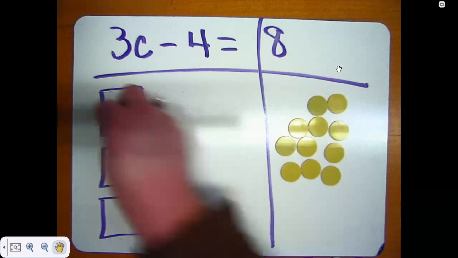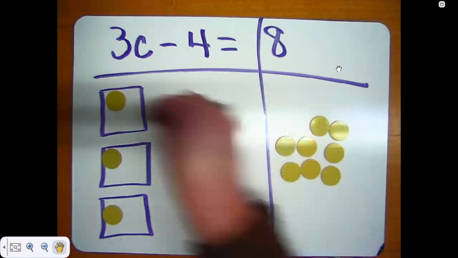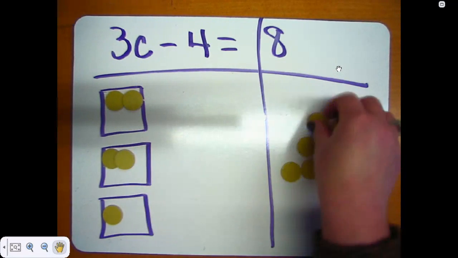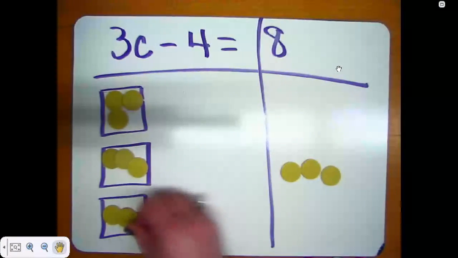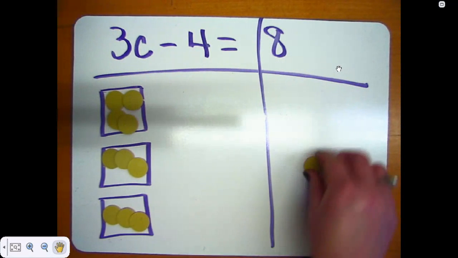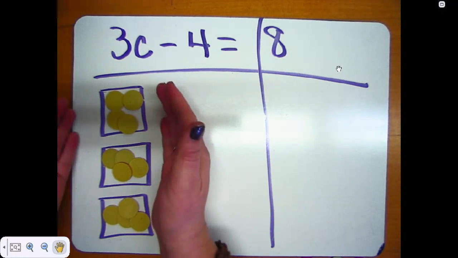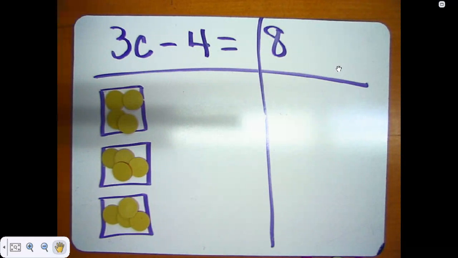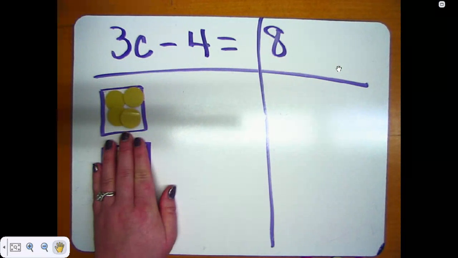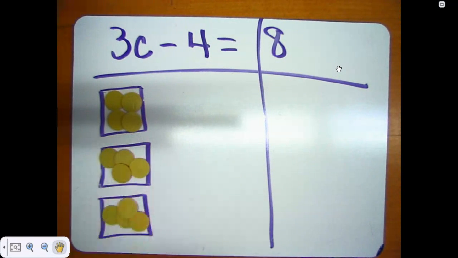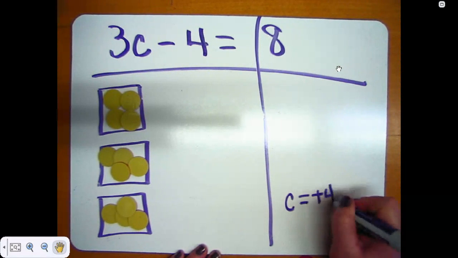So do them one at a time. 1, 2, 3. 1, 2, 3. 1, 2, 3. So we don't need to know how many are in all of the cups. We just need to know how many are in one of the cups. So how many are in one of the cups? Positive 4. So here, your 1C, C equals positive 4.